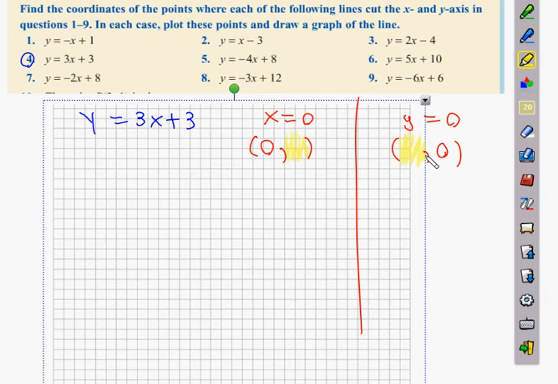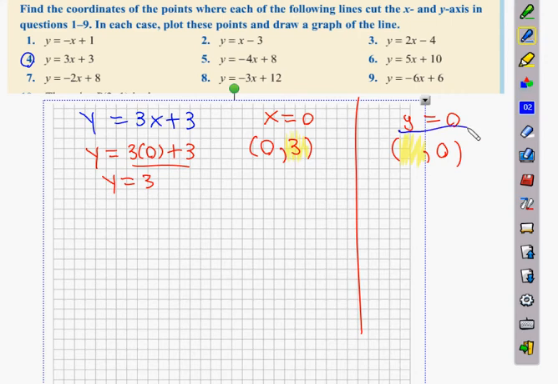Okay? Let's start off. What happens when you replace x with 0? What happens? y equals 3 times 0 plus 3. Then what happens? y equals, put that into the calculator and you'll get 0 plus 3, which is 3. That's the point, 0, 3. You happy with that?